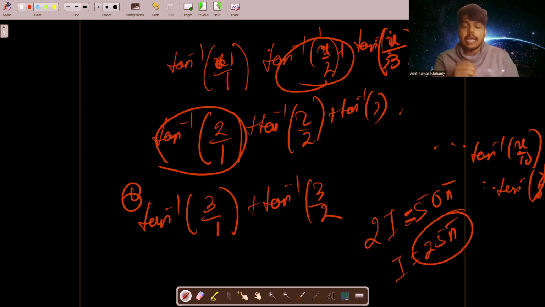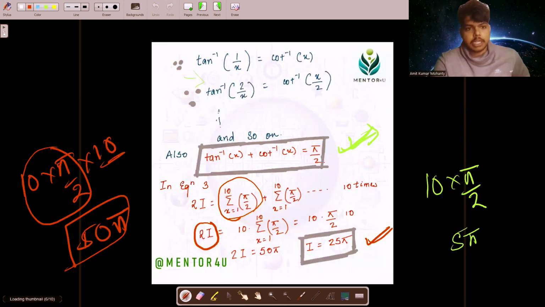Clear? Yes. Remember, why is it pi by 2? What is the identity that we are using here? It is tan inverse x plus cot inverse x is equal to pi by 2. And another identity is tan inverse x is equal to cot inverse of 1 by x. Yes. So this is the particular question.